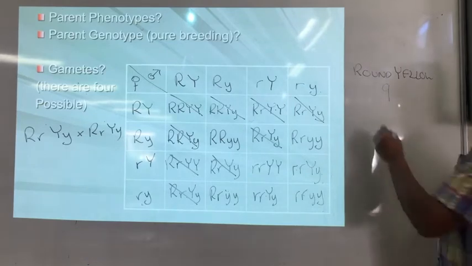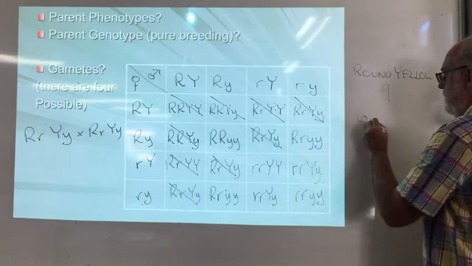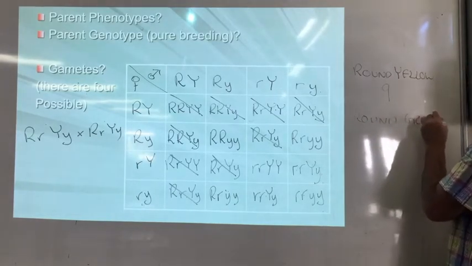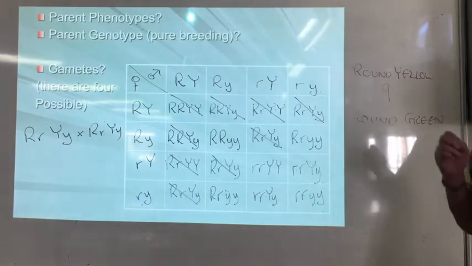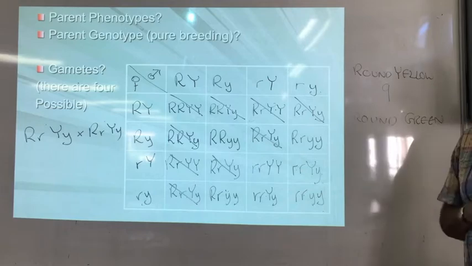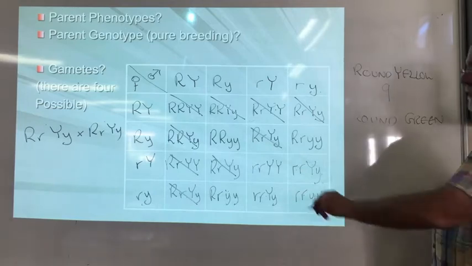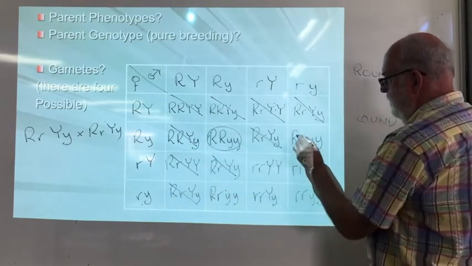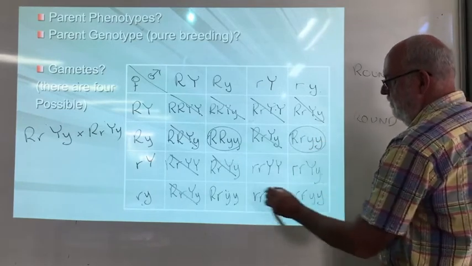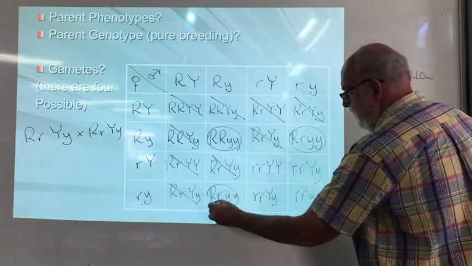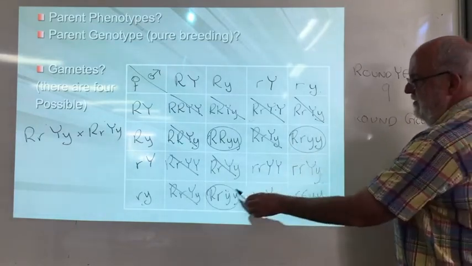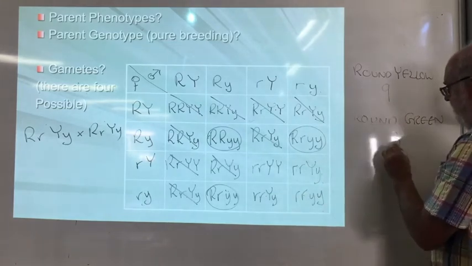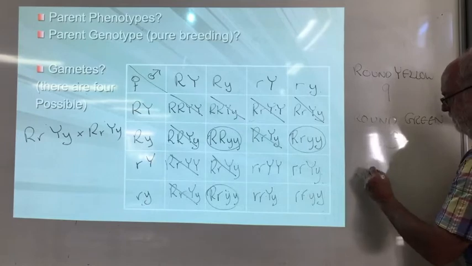The next possibility is round and green. I hope you can see this. Round and green means it's got to have a capital R, but it mustn't have a capital Y. So there we go. One there. Two there. Three there. That's the only three. They're the only ones that have got a capital R but no capital Y. That one hasn't, that one hasn't. So round and green is 3.